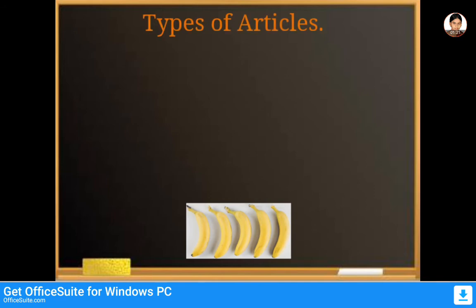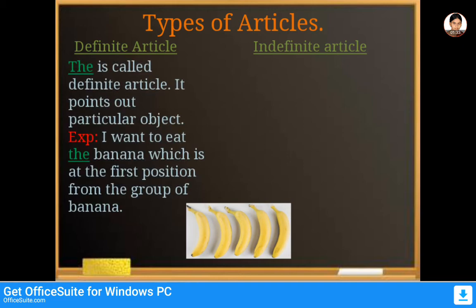Children, types of articles. There are two types of articles: definite article and indefinite article. The is called the definite article. It points out a particular object. Example: the book, the table, the chair.